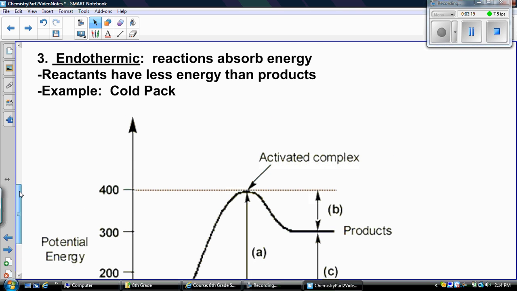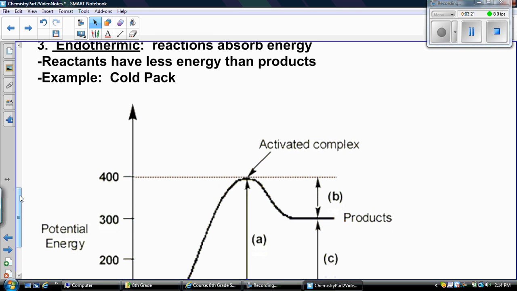So to give examples of this is a cold pack. Okay, you hit a cold pack and the reactants have less energy than the product, so it absorbs some of the energy from your surroundings, so that's why it feels really cold, because it's taking in thermal energy from the atmosphere.